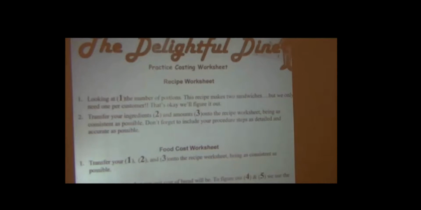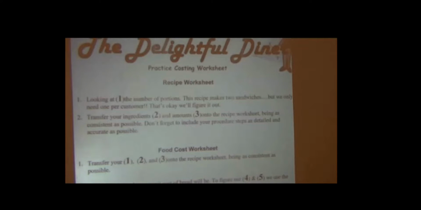Looking at number 1, and if I'm going to find number 1, I'm going to find that under recipe worksheet right there, number of portions. So there's number 1 right there. So keep that in mind. I'm going to move that off. Number 1 is looking at the number of portions.